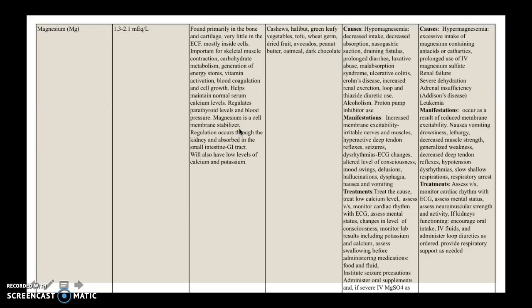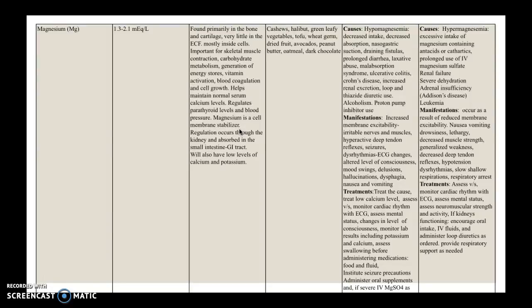Magnesium. Magnesium is also in the bone. It's in the cartilage. It's important for cell growth, cell metabolism. It's a membrane stabilizer. It's regulated in the kidneys, absorbed in the small intestine. And if the calcium and potassium is low, you can expect that the magnesium will be low too. They go together.